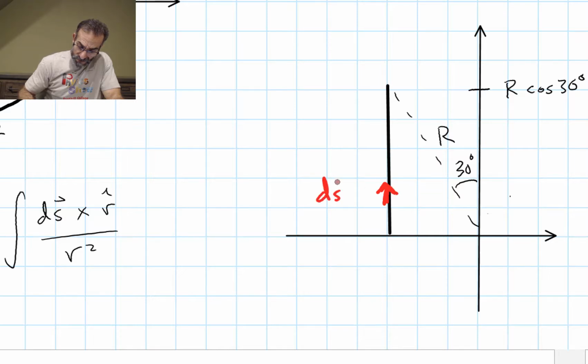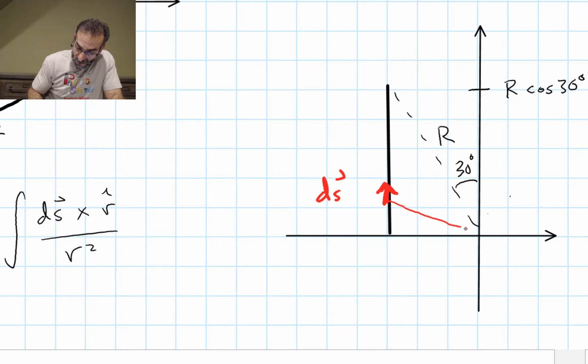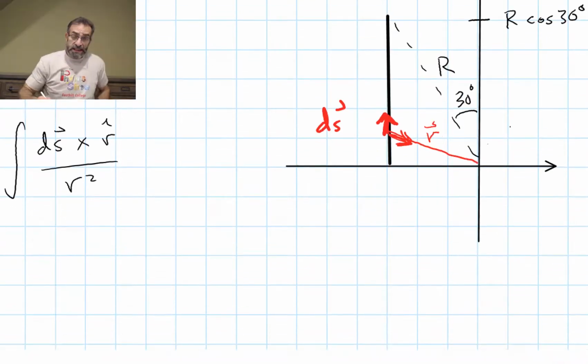We call that ds. A little part of the current carrying wire, ds, points in the same direction as the current. The distance from ds to our point of interest is r, and r hat points in that direction. So let's see what ds cross r hat turns out to be.